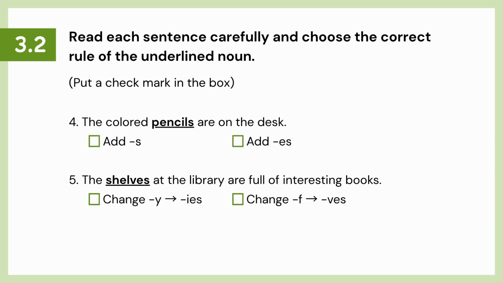Number 4. The colored pencils are on the desk. Pencils is the underlined noun. If you answered add S, that's correct. Last number, number 5. The shelves at the library are full of interesting books. From shelf to shelves, we simply need to change F to VES. If that's your answer, nice work.